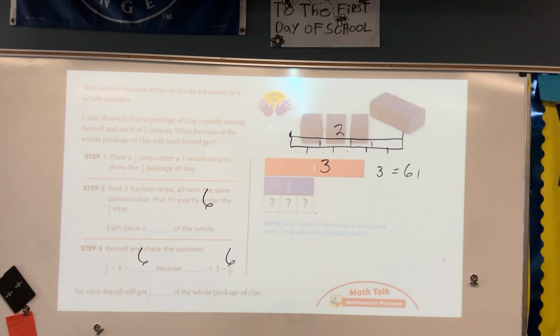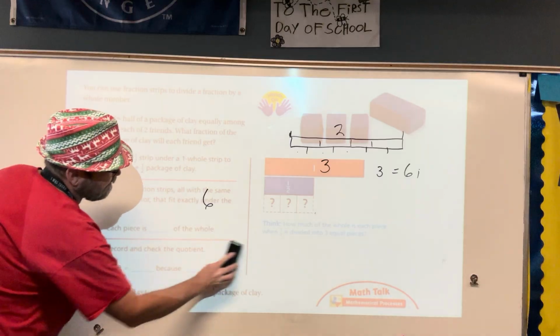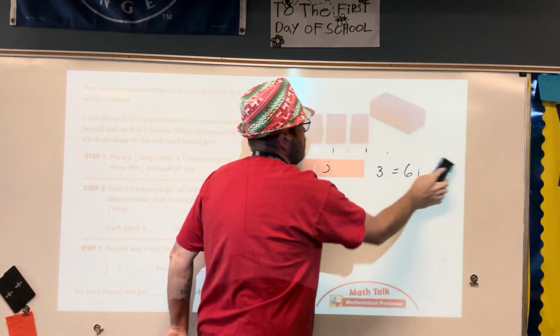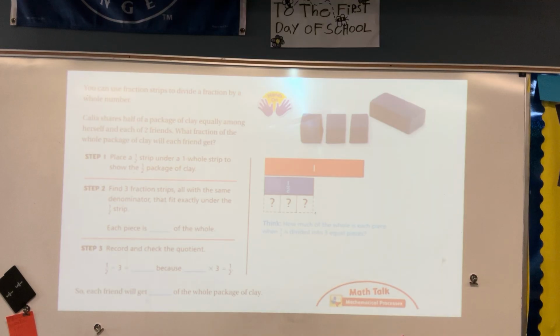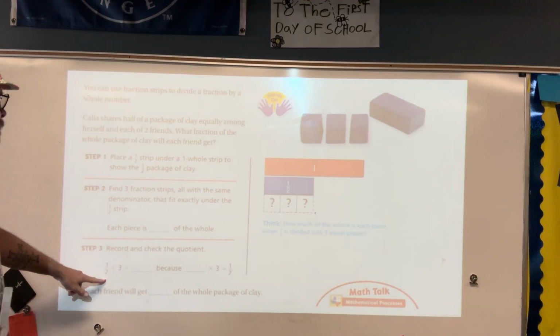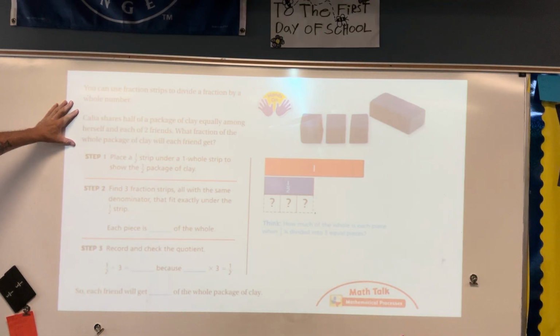This one is a little different. This one is the opposite of the ones that we've been doing, because this time we are having 1/2 divided by 3. So Kalia shares half of a package of clay equally among herself and each of her 2 friends. What fraction of the whole package of clay will each friend get?